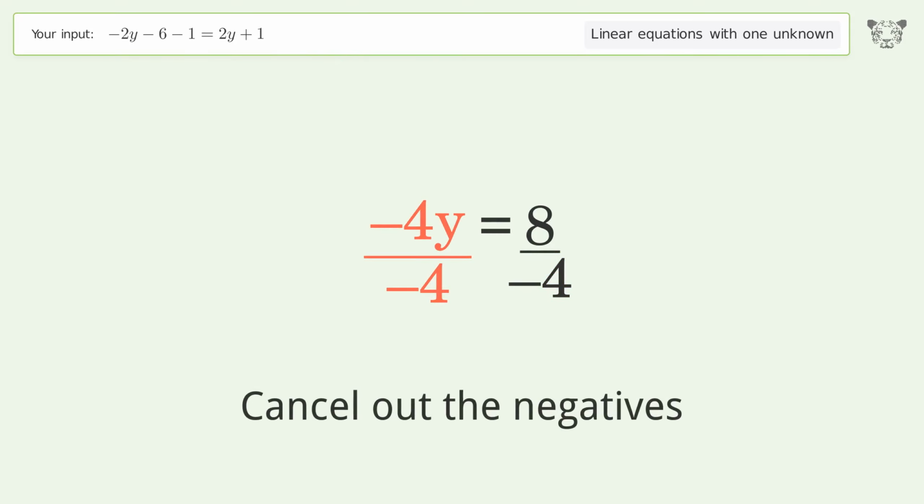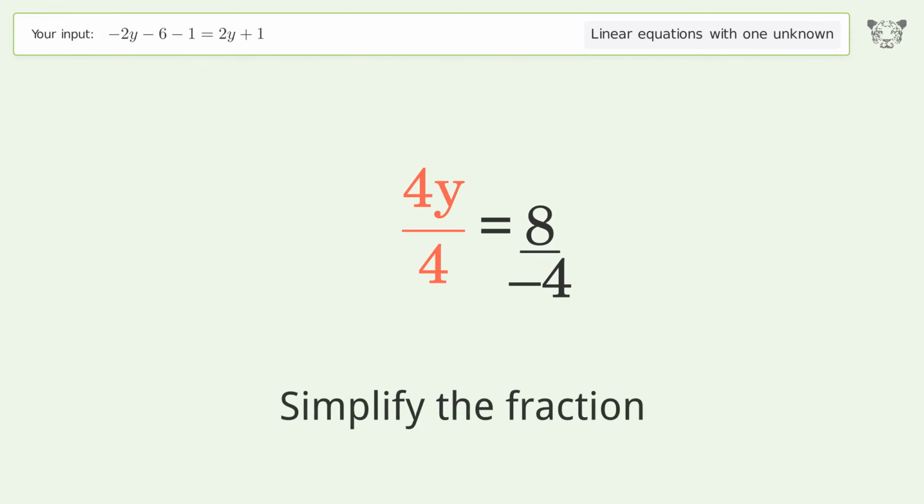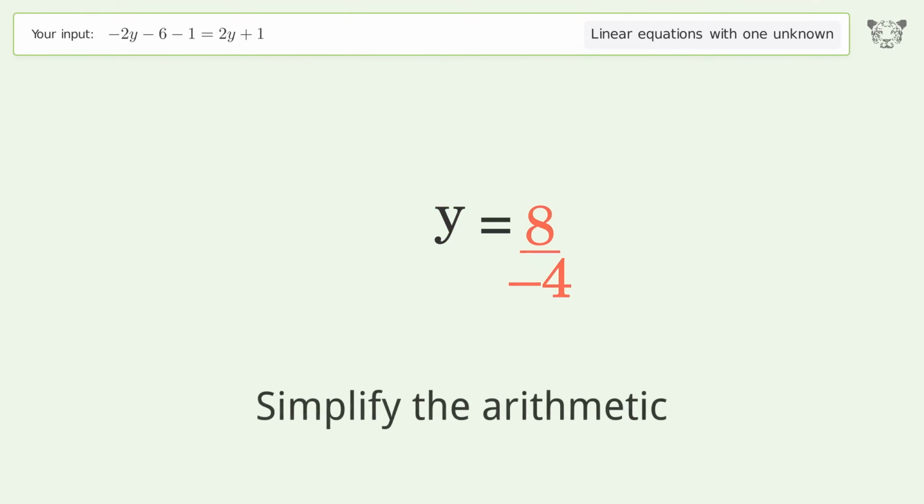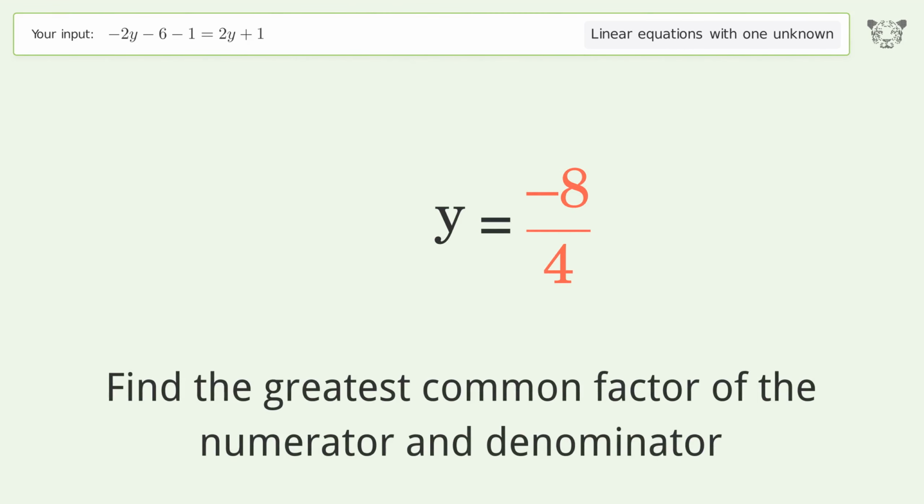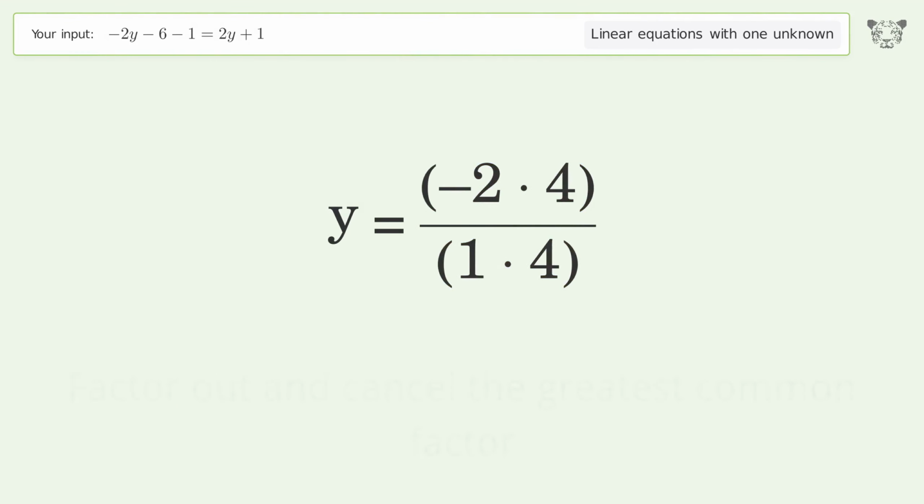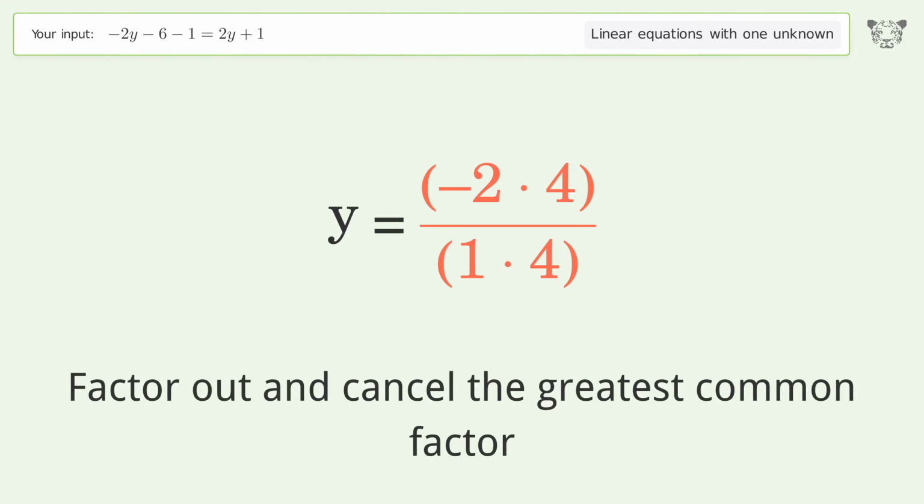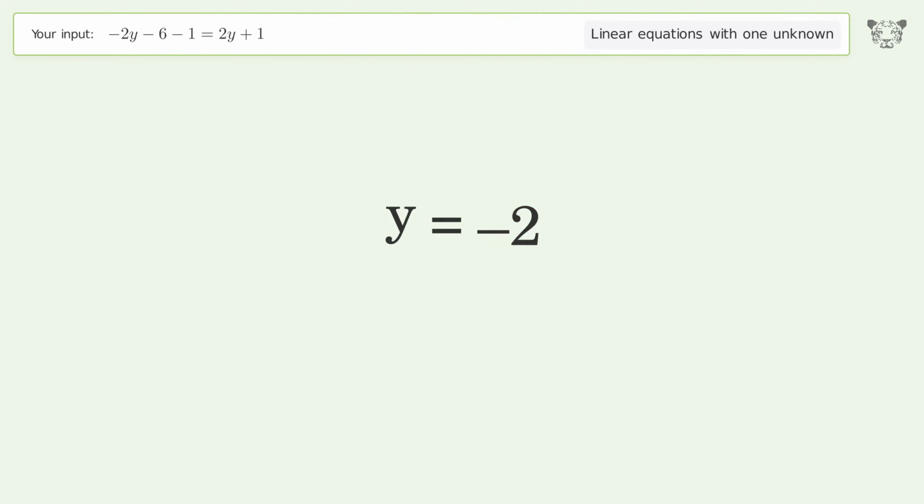Cancel out the negatives. Simplify the fraction. Simplify the arithmetic. Find the greatest common factor of the numerator and denominator. Factor out and cancel the greatest common factor. And so the final result is y equals -2.